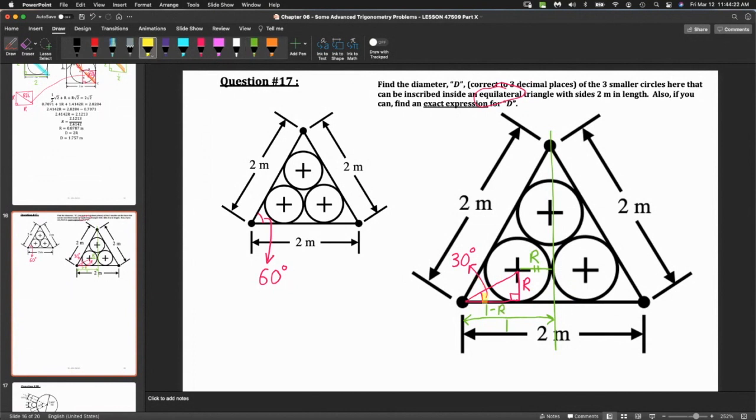So let me highlight that in yellow. I'm getting feedback on the mic. I'm not sure if anybody has their mic on right now. Please turn your mics off. So that's 1 minus R, because this is 1 and this is R, and you have to subtract them to get this.